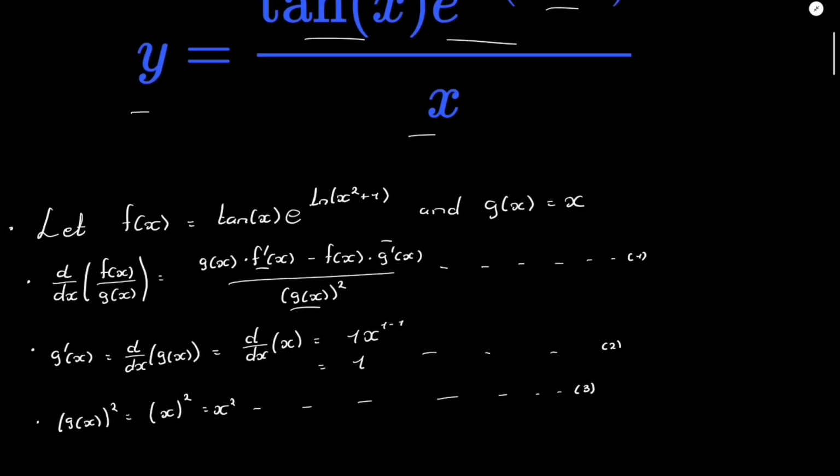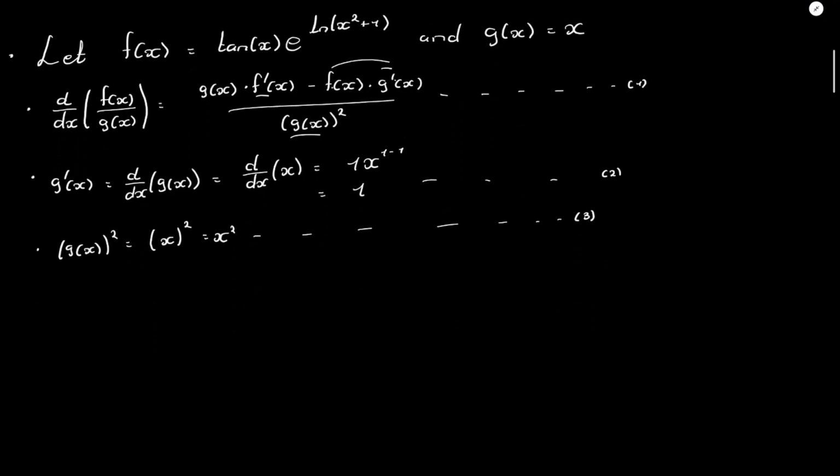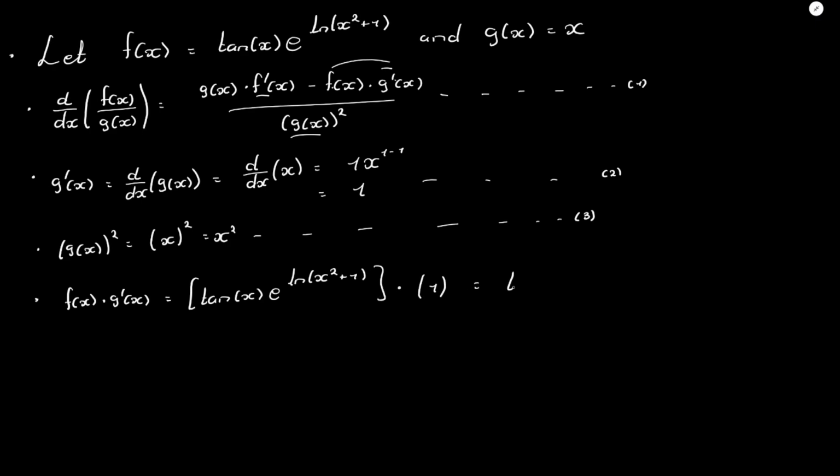Now let's calculate this term. Since we have g prime of x and we have f of x, f of x times g prime of x is equal to, what is f of x? tan of x e to the ln of x squared plus 1, times g prime of x, 1, which gives us tan of x e to the ln of x squared plus 1, the same function. We'll call this equation 4.